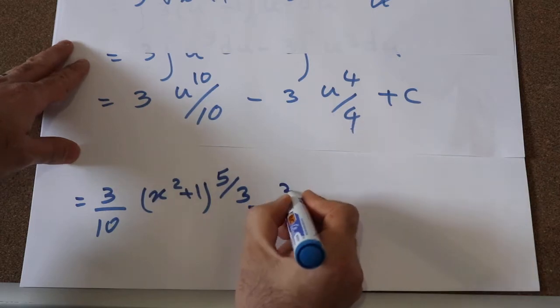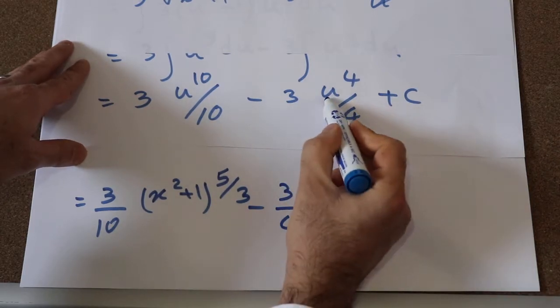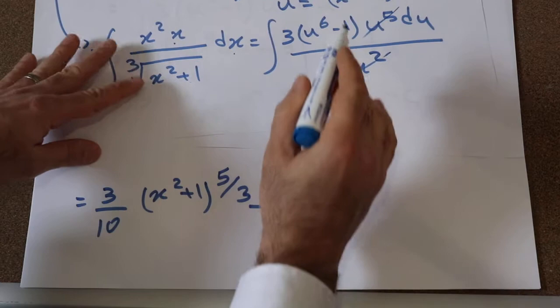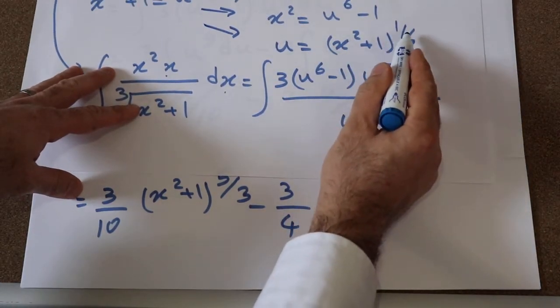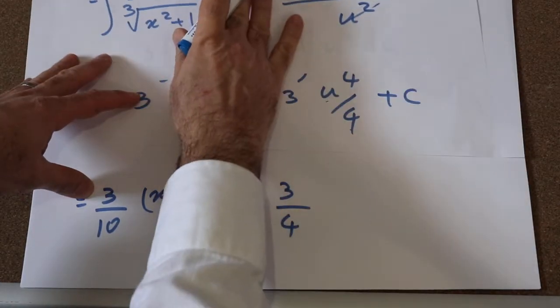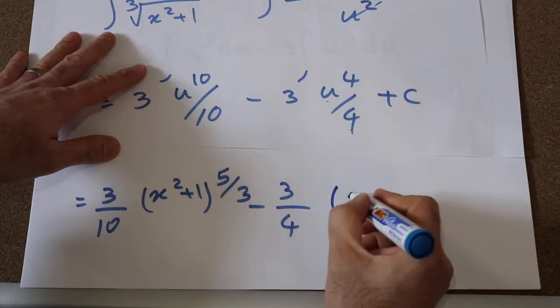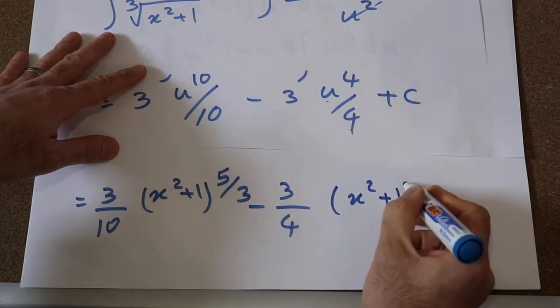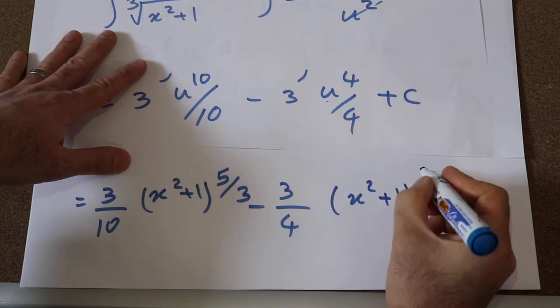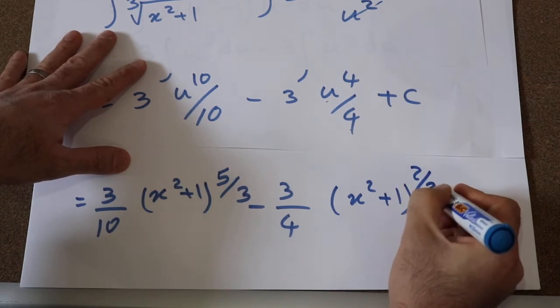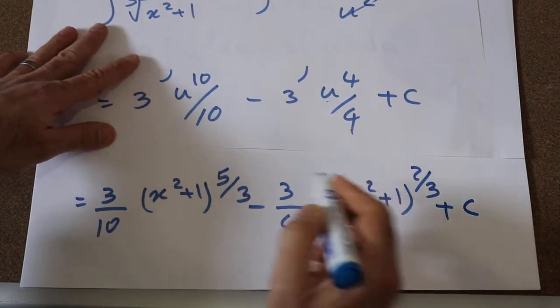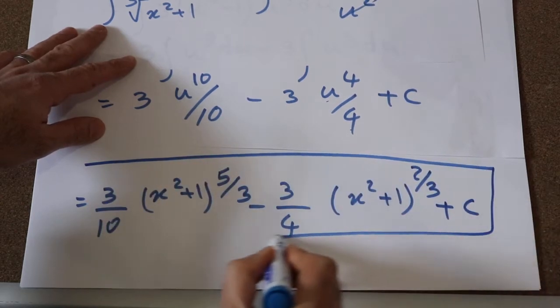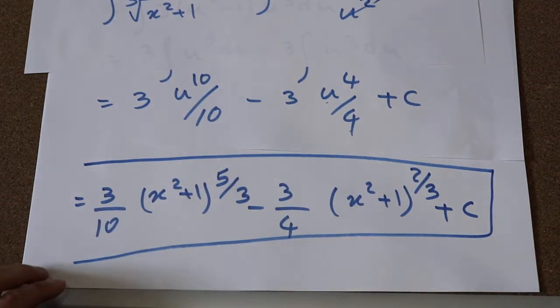3 divided by 4 times u to the power of 4. Again, u is equal to (x^2 + 1) to the power of 1/6. Therefore u^4 will be equal to (x^2 + 1) to the power of 4/6, which is 2/3, plus C, which is the constant of the integral. And that is the solution to our integral.